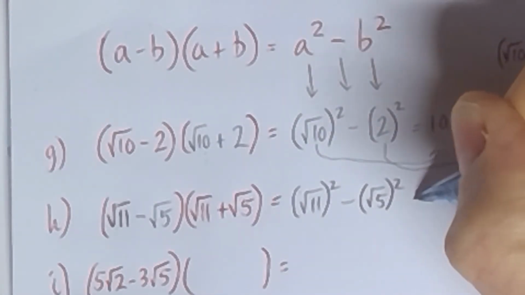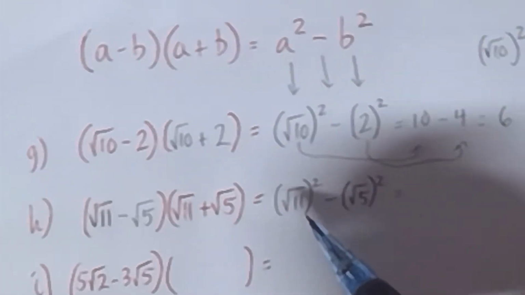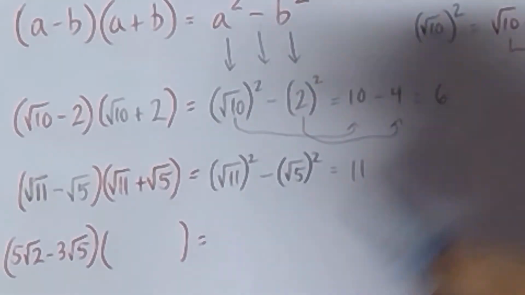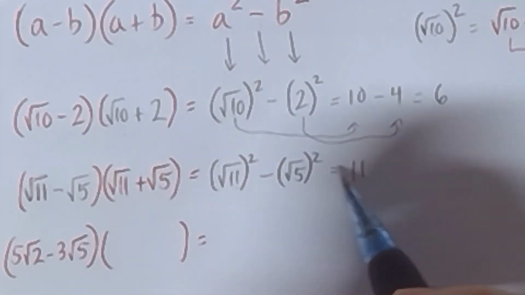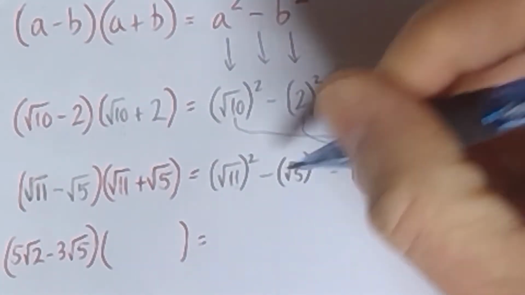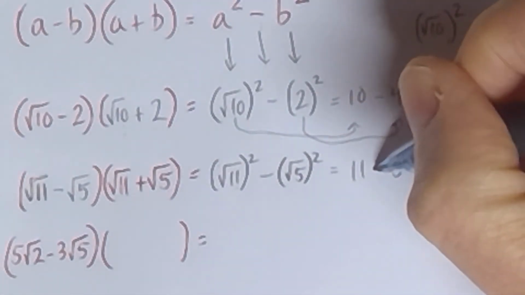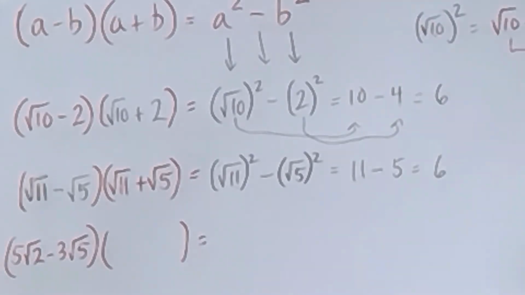And what did we just learn, you guys, about squaring a square root? Squaring a square root is going to be equal to just the number underneath the radical. Okay, so square root of 11 squared is 11. Square root of 5 squared is 5. And then remember, exponents come before subtraction. So we do subtraction after we do the exponents.